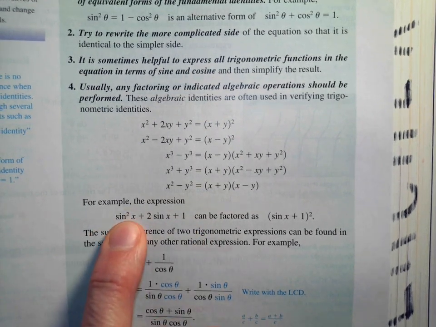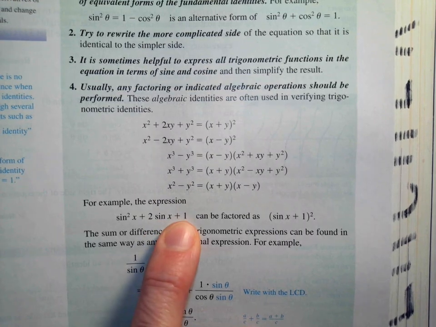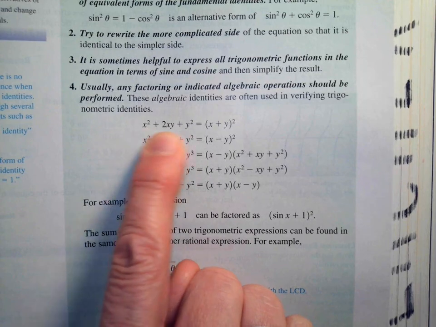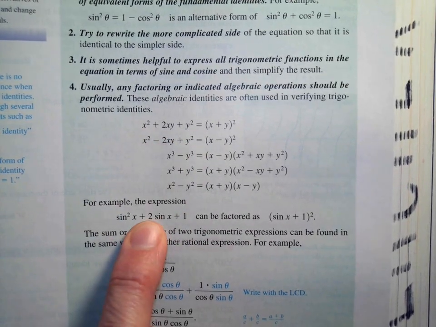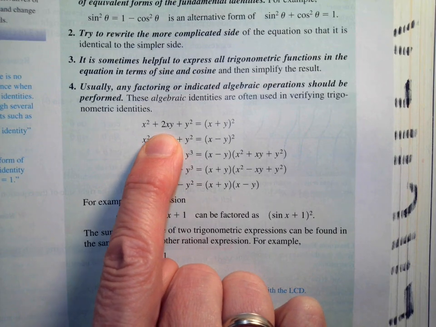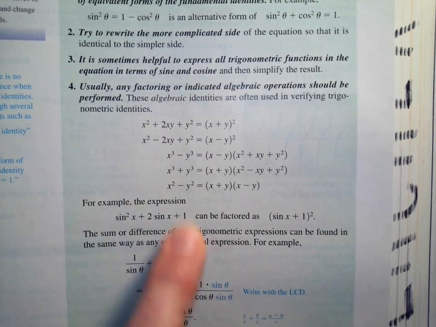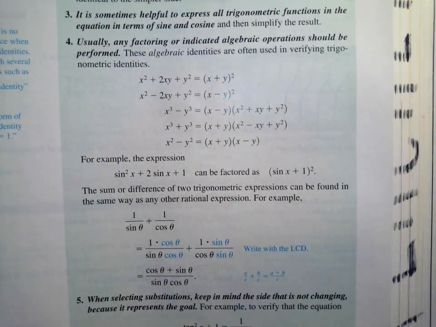So sine squared x plus 2 sine x plus 1, well, that will factor. And it's essentially a perfect square trinomial with a plus sign in it. All right, so this is really equivalent to this, where x is sine x and y is just 1. Okay, so be aware of that.